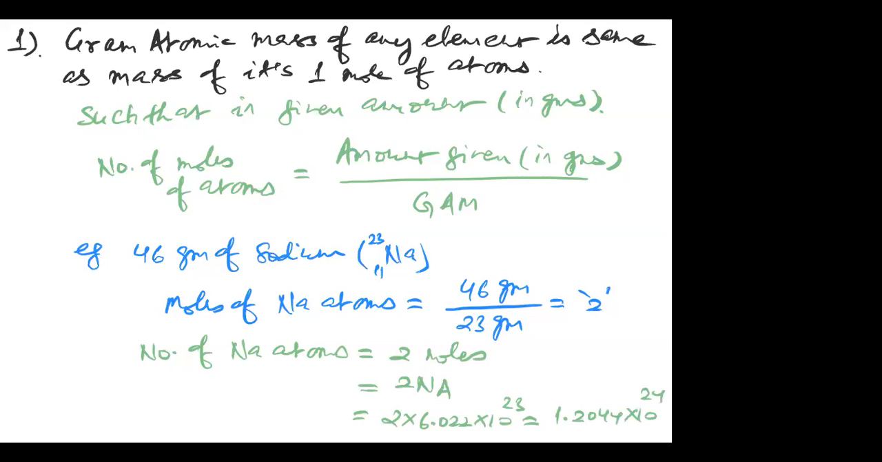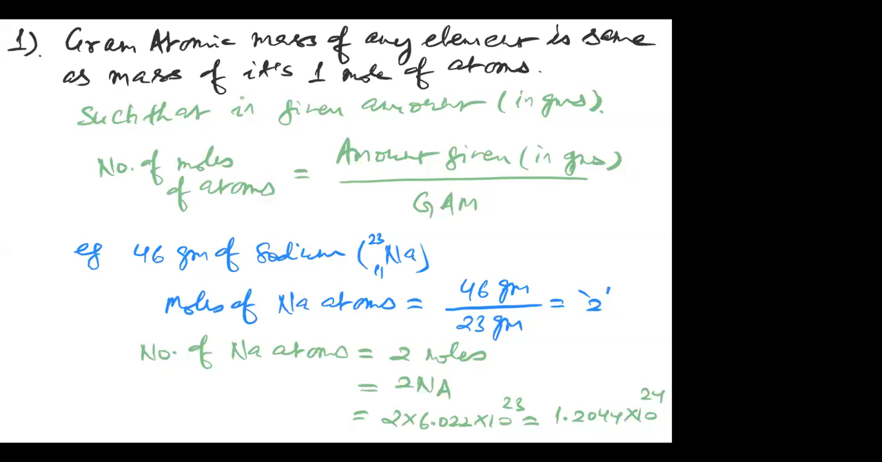As far as gram atomic mass of any element is concerned, it is the mass of 1 mole of atoms. So in a given amount, which is given in grams, if you have to find the number of moles, it is the amount given in grams divided by the gram atomic mass, which is the mass of 1 mole of atoms. So in 46 gram of sodium, for example, sodium is 11Na23, where 11 is the number of protons and 23 is the mass number. Moles of sodium atoms should be 46 gram divided by 23 gram, which comes out to be 2.